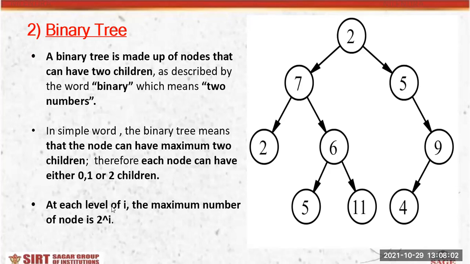Now, if you talk about level, how can you calculate the level of a tree? At level i, the maximum number of nodes is 2 to the power i. So if I'm at level 1, this is your level 1, this is your level 0. If I'm at level 1, you can see 2 to the power 1 becomes 2. So that means a particular level will have two nodes. Because this is level 1, 2 to the power 1 will become 2. So 2 is the number of nodes present at this level.